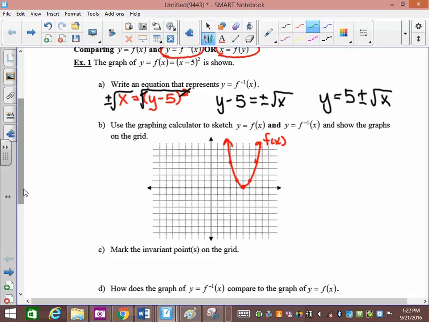So, this is at 5 and 0. I'm going to go 0 and 5. 1, 2, 3, 4, 5. This is at 4 and 1. I'm going to go to 1 and 4. This is at 3 and 4. I'm going to go to 4 and 3. This is at 6 and 1. I'm going to go to 1 and 6. This is at 7 and 4. I'm going to go to 4 and 7. Oh, that's that.